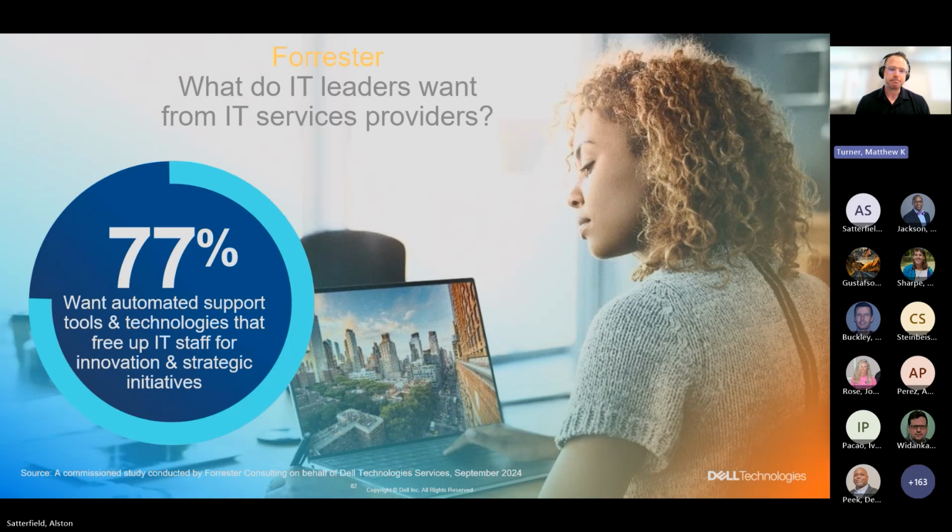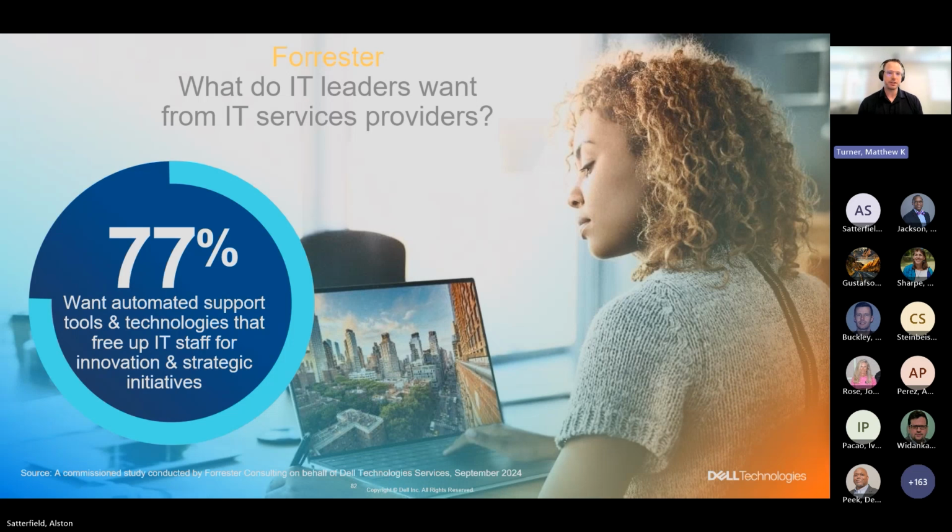Back in 2024, we had Forrester do some consulting for us and ask what IT leaders are looking for from IT service providers. And the results that came back were pretty overwhelming, right? Everybody today is looking for more automated support tools, technologies that help free up IT staff. Basically, how can we do more with less? How can we get more time back into our day, not getting into the weeds with managing these systems? How can we make that as seamless and as easy as possible so that we've got time in the day for bigger and better projects and initiatives as we move forward? And that is really what Support Assist is here to do for you.